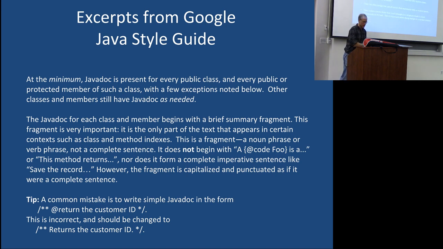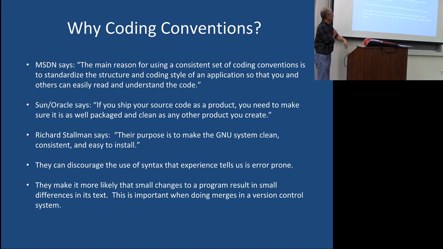And the reasons, this last slide here talks about why you have coding conventions. You can see Microsoft says it is to standardize the style so that you and others can easily read. Sun/Oracle says your code is a product and it should be as carefully engineered as anything else. Richard Stallman from the Free Software Foundation says the purpose is to make the system clean, consistent, easy to install. People learn that certain syntax is error prone.